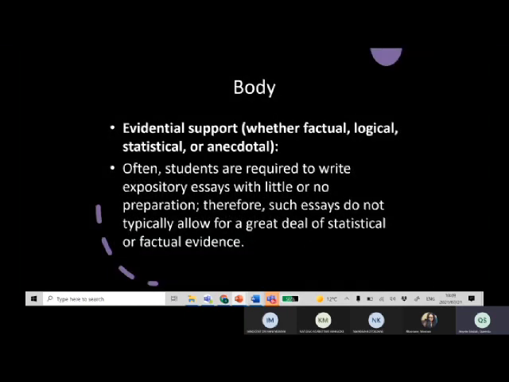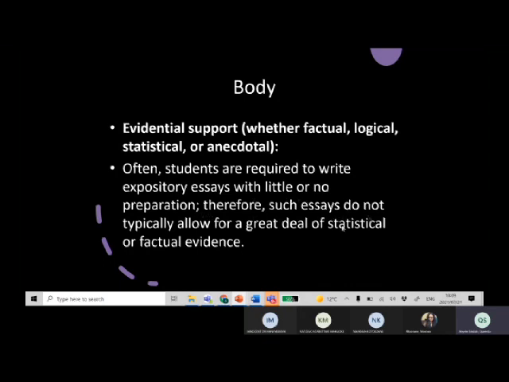So evidential support, whether factual, logical, statistical, or anecdotal, you need to provide evidential support, right? Even with expository essays, you need factual information, you need some kind of logic in your work, you need statistical information, dates, percentages, and all of that, anecdotal evidence. So any of these could work as evidence in your work. So often students are required to write expository essays with little or no preparation.